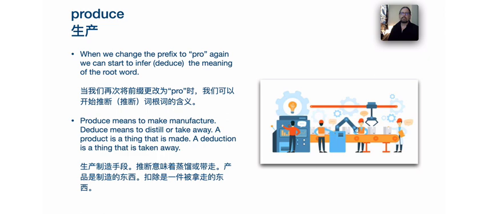When we change the prefix to pro, again, we can start to infer or deduce the meaning of the root word. Produce means to make or manufacture. Deduce means to distill or take away. A product is a thing that is made. A deduction is a thing that is taken away.